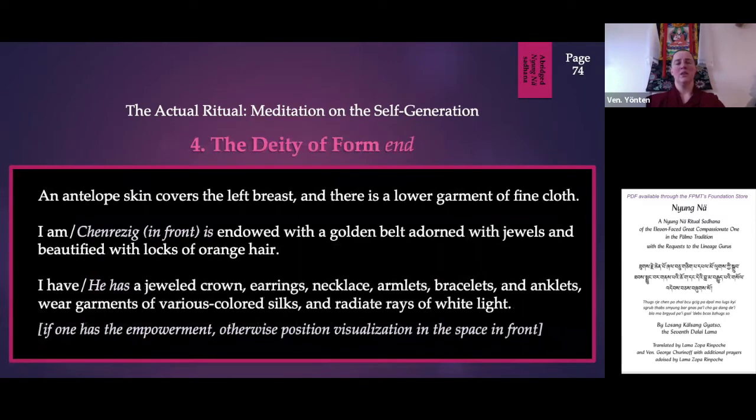An antelope skin covers the left breast, and there is a lower garment of fine cloth. Chenrezig is endowed with a golden belt adorned with jewels and beautified with locks of orange hair. There is a jeweled crown, earrings, necklace, armlets, bracelets, and anklets, garments of various colored silks, and he radiates rays of white light.